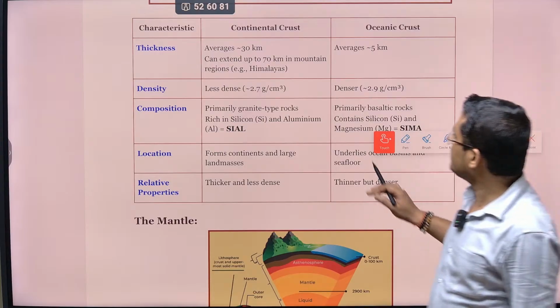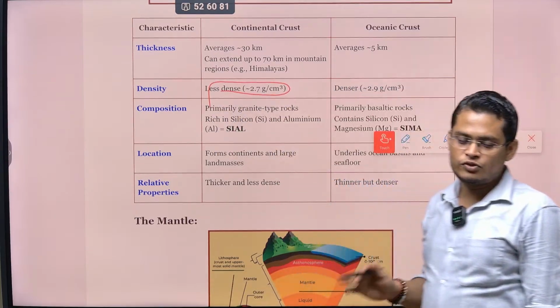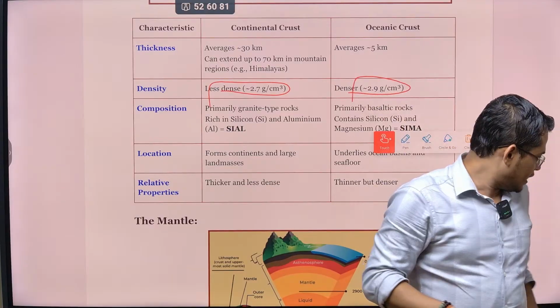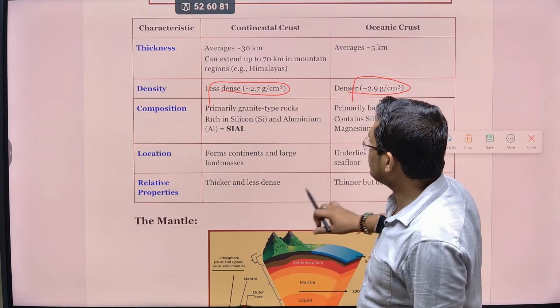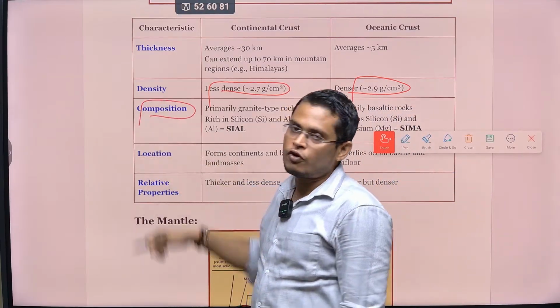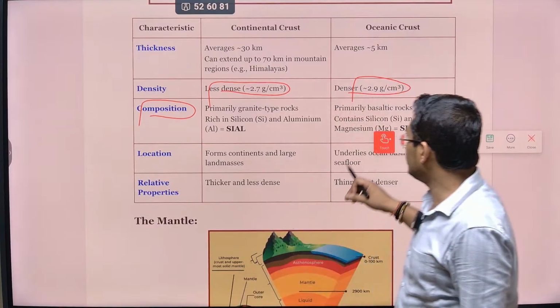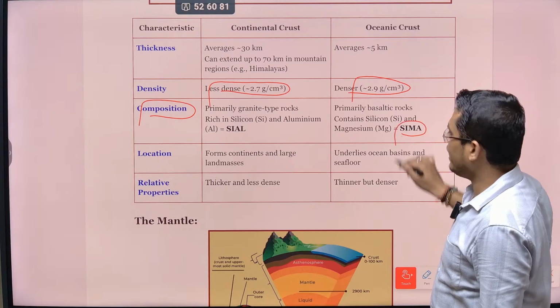The density of the continental crust is 2.7, so it is lighter, and the density of the oceanic crust is higher, so it is a little bit heavier. Next is the composition. The composition of the continental crust is Sial, that is silicon and aluminum. The composition of the oceanic crust is Sima, silicon and magnesium.